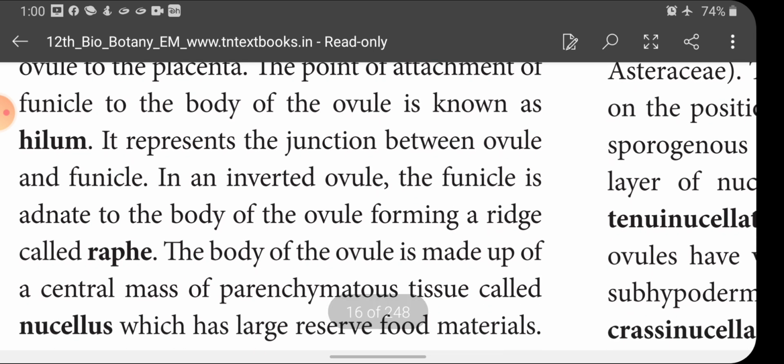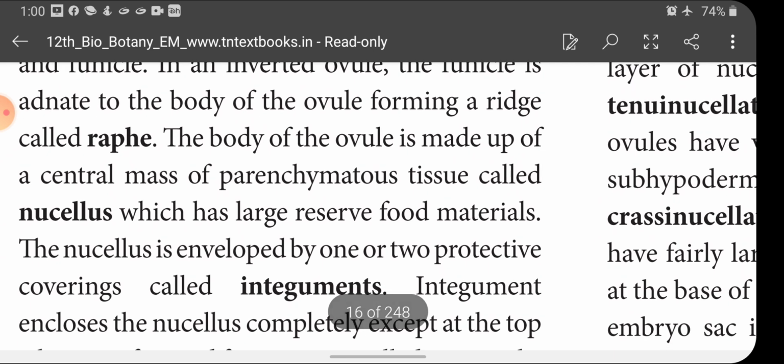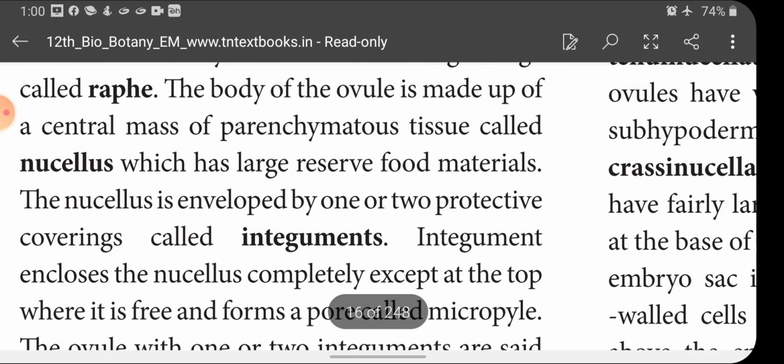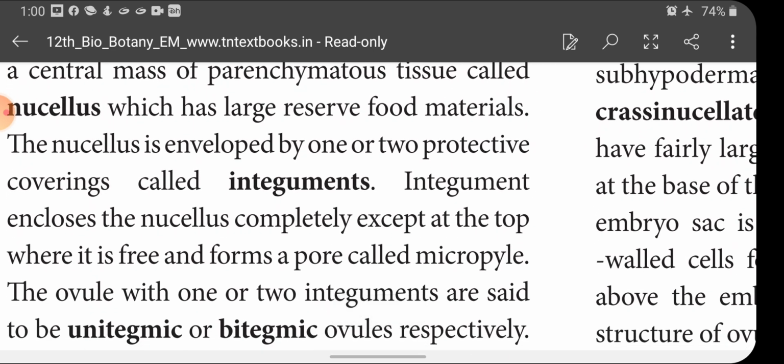The body of the ovule is made up of a central mass of parenchymatous tissue called nucellus, which has a large reserve of fluid material. Nucellus is enveloped by one or two protective coverings called integuments. Integuments enclose the nucellus completely except at the top, where they are free and form a pore called micropyle. The ovule with one or two integuments is said to be unitegmic or bitegmic. Tegmic means coat. So if it consists of only one coat, it is called unitegmic. If it consists of two coats, it is called bitegmic.